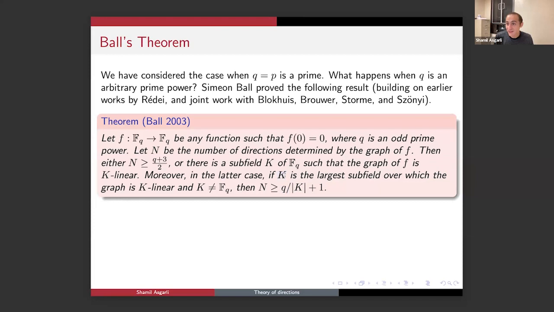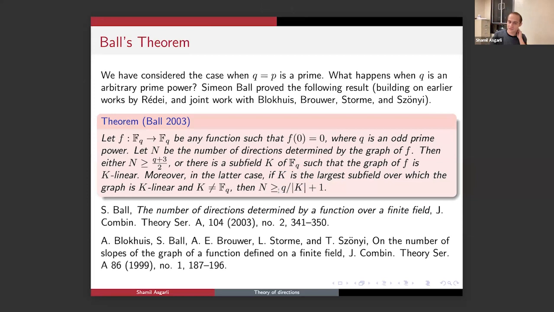Somehow, when k gets larger, so the subfield gets closer and closer to the big field F_q, then of course, if k gets very, very large, this quantity gets tiny, and the number of directions reduces, right? So linear things have fewer directions. That's the intuition. And here are the two references for these results.